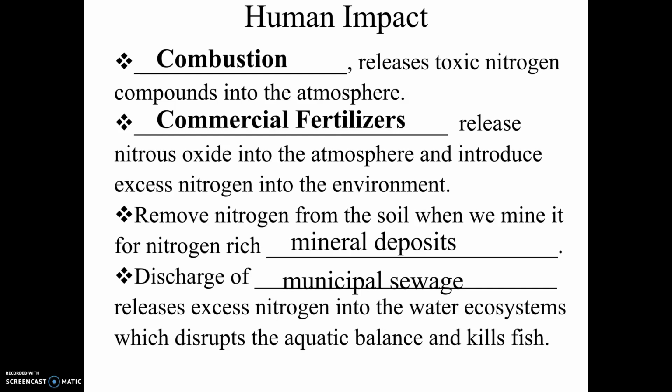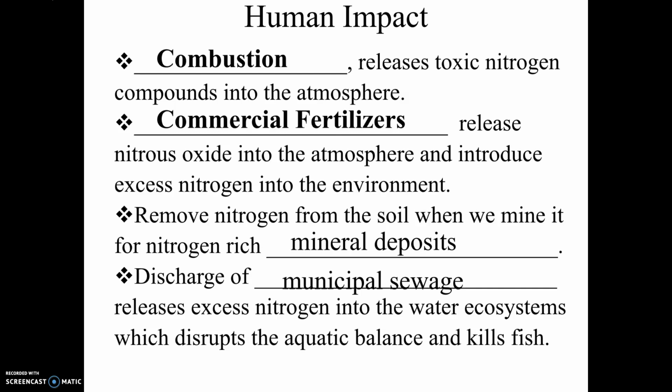The second way that humans affect the nitrogen cycle is through commercial fertilizers. Remember that all the way back at step 1 of the nitrogen cycle, nitrogen fixation, one of the ways we were able to fix nitrogen was through making fertilizer in factories. These commercial fertilizers release nitrous oxide into our atmosphere, which is a greenhouse gas, and introduce an excess amount of nitrogen into our environment. Commercial fertilizers are the #1 contributor of new nitrogen into the nitrogen cycle.